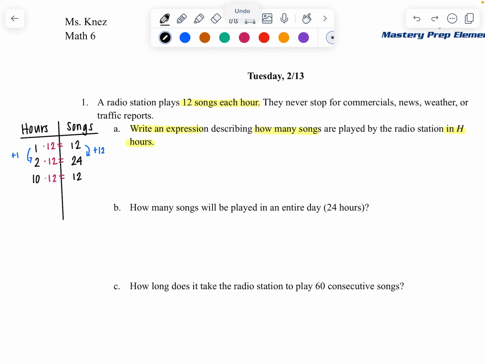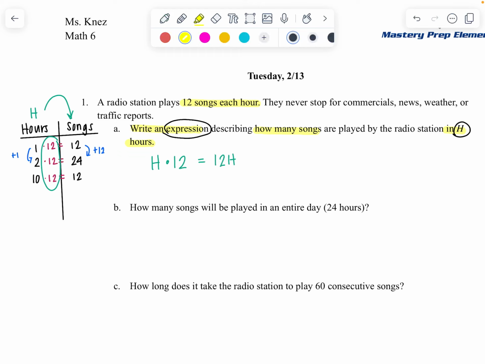Question A is asking us to write an expression, that's an equation without an equal sign, using the variable H. H is any possible number of hours. So what the question is asking is, no matter what the hours are, what can I do to the hours to figure out the number of songs? I can see that pattern clearly in the table. I multiply the number of hours times 12. Of course, the middle school way to write hours times 12 is simply 12H.